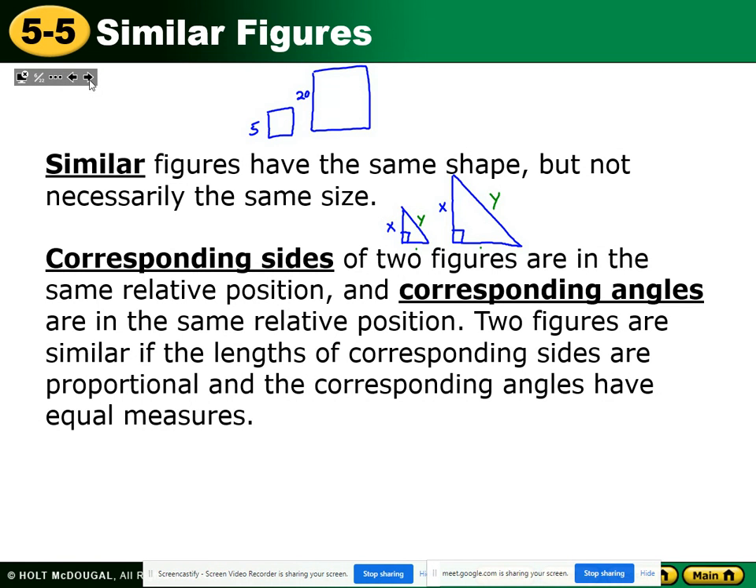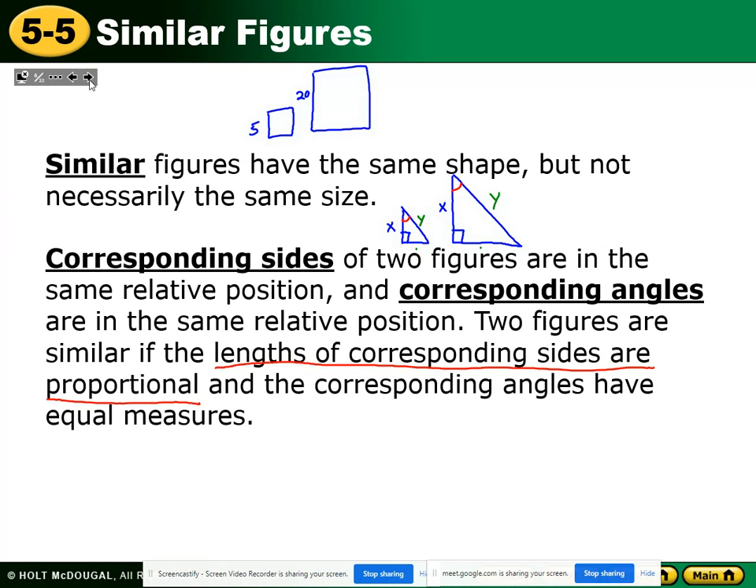All right. And corresponding angles are in the same relative positions. So, if this was the angle I'm talking about, is that the corresponding angle? Yeah. All right. So if you line them up the same way, you're talking about the same side of the same angle. They're in the same position. Two figures are similar if the lengths of the corresponding sides are proportional. This part that I underlined, that is where we're going to use our ratios.